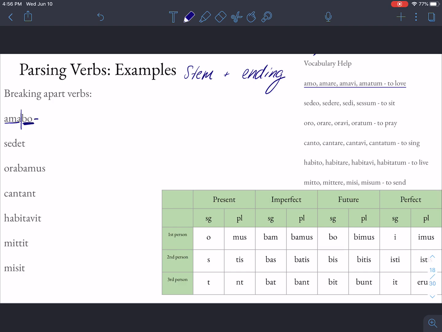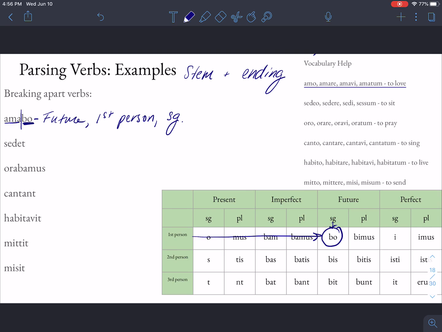So if we were to parse this, let's find bo in our chart. It's right here. So let's give all the things. Remember, we want person, number, and tense. So this is the future tense. What else? It is first person and singular. Those are the three characteristics of that particular verb. So we've just successfully parsed amabo.